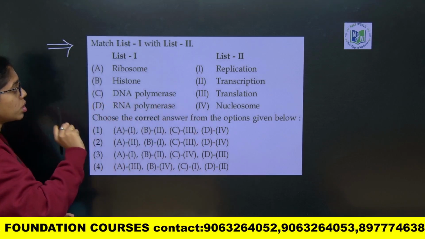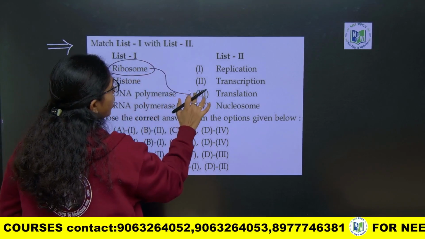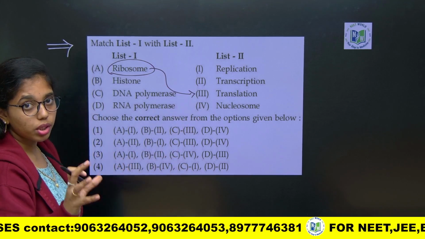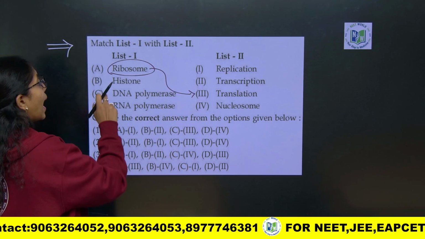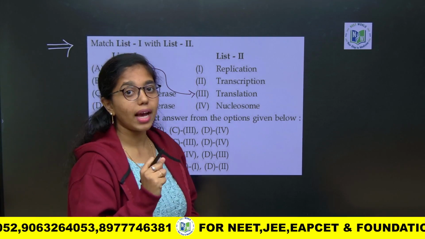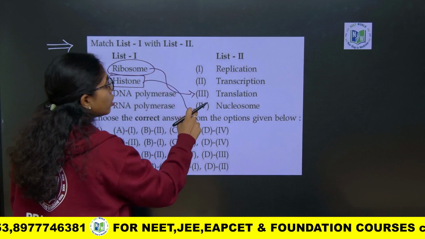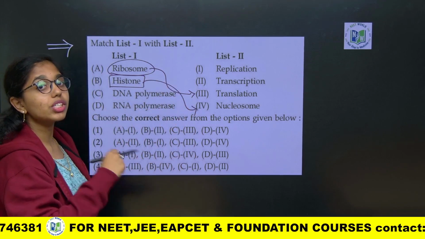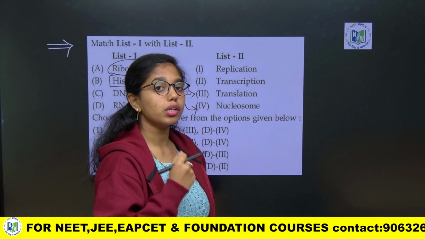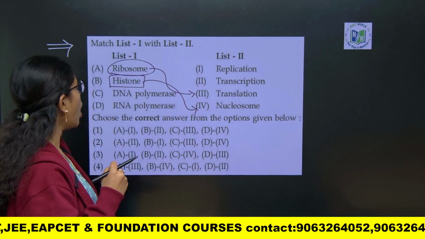So here, if you see, ribosomes are used in the process of translation. And histone proteins, which are positively charged because of basic amino acids like lysine and arginine, are used in the nucleosome model, wherein negatively charged DNA wraps around the positively charged histone proteins and thereby DNA condensation occurs.